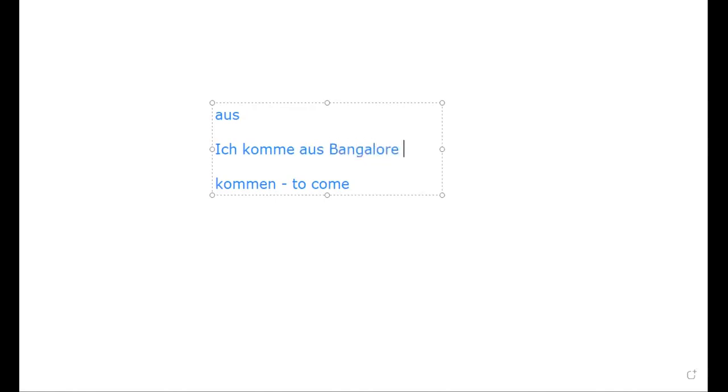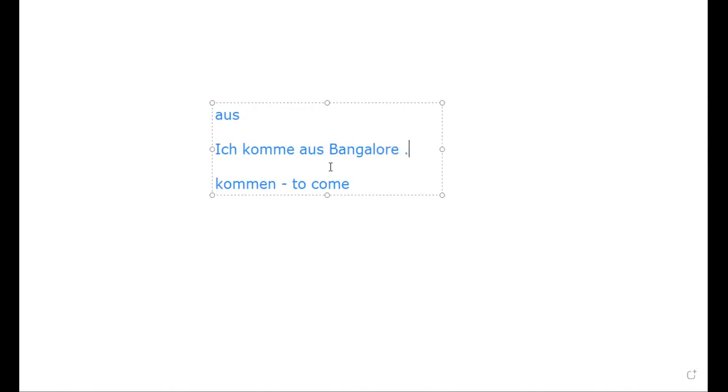For example, "aus" means out of or from. Ich komme. Actually, here I'm doing the verb conjugation. You should know about verb conjugation also. Komme comes from the infinitive form "kommen", which means to come. Depending upon the subject, I'm doing the verb conjugation here. I come: Ich komme. Ich komme aus Bangalore. Like that, you can use this.